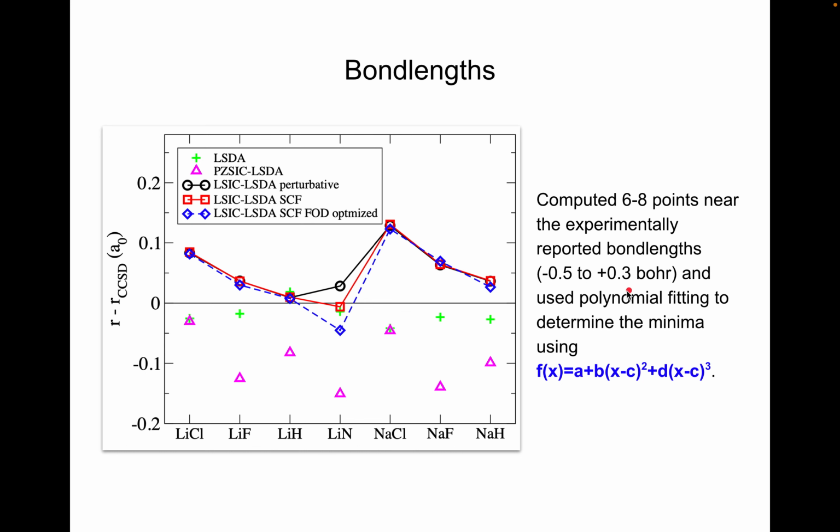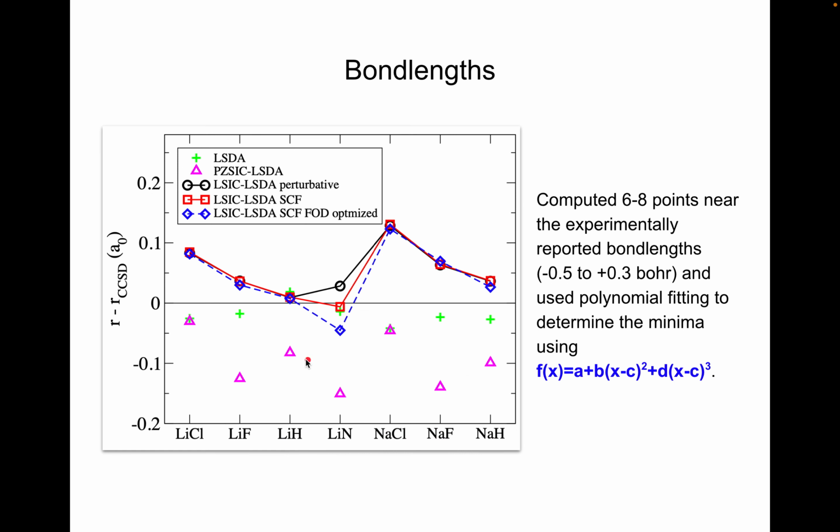Now, this is what we saw for the LSIC calculation. Before that, PZ-SIC is known to find the bond length to be too short. So in the case of those seven dimers, PZ-SIC and LDA are all underestimated. And when you apply the LSIC, the bond lengths are in general slightly overestimated.